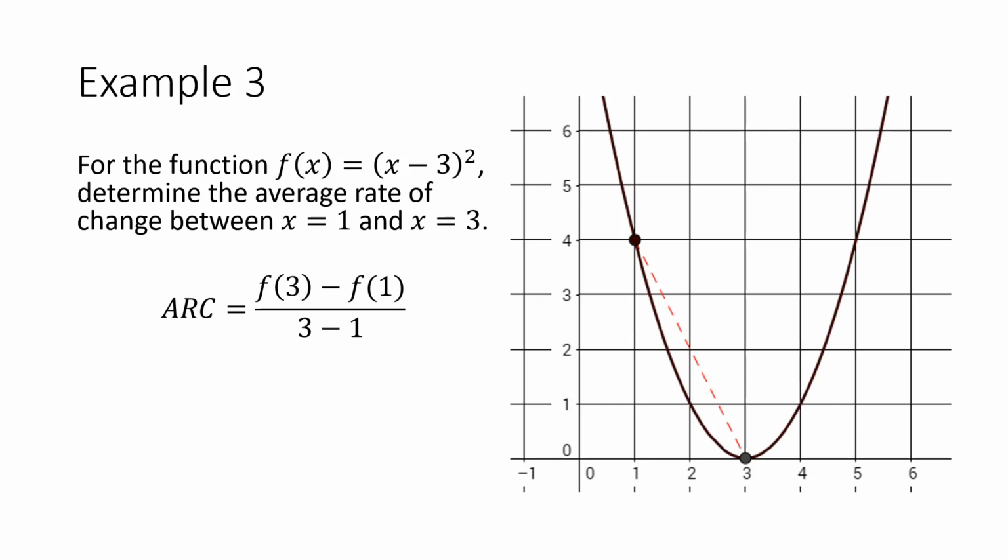We can calculate f of 3, that would be 3 minus 3, which is 0 squared, still 0. f of 1 would be 1 minus 3, which is negative 2 squared, to become positive 4.